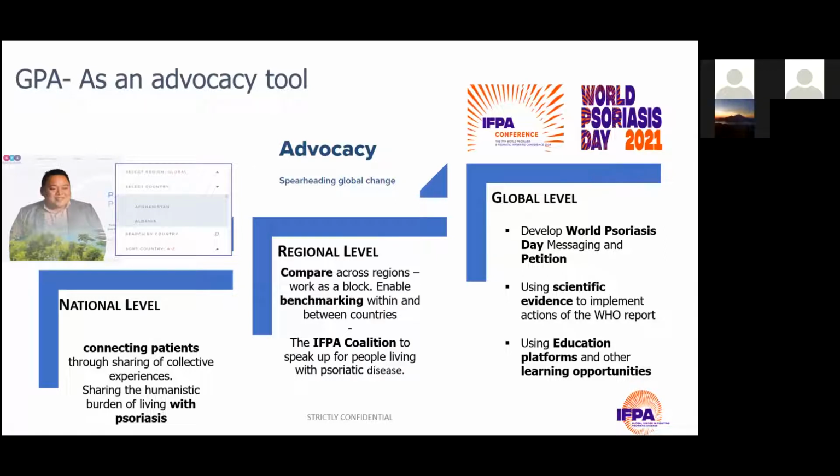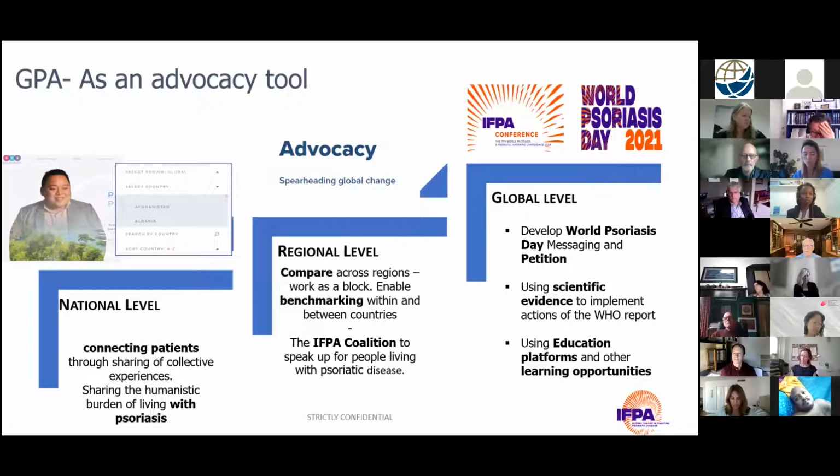The third level is at a global level. IFPA is trying as much as possible to use education platforms available as well as the learning opportunities at the IFPA World Conference to share the knowledge about psoriasis and psoriatic arthritis. This has been through the webinars as well as the conference, and the messaging for World Psoriasis Day 2021 is based on the evidence available on the GPA website. We've noticed there's a need to use scientific evidence, particularly to implement the advocacy actions that we're calling for. Next slide, please.